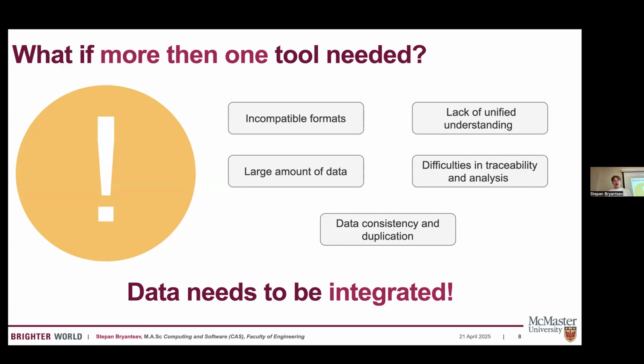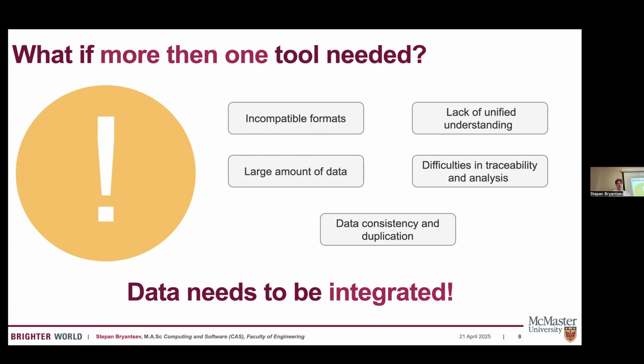Another problem is lack of unified understanding. So we struggle to combine and unify the information from those reverse engineering tools. It is hard to do it in your head, so you need to somehow unify it. Another problem is difficulties in traceability and analysis. It is very important to know where the data comes from and to know how you can analyze it to make some insights and maintenance decisions.